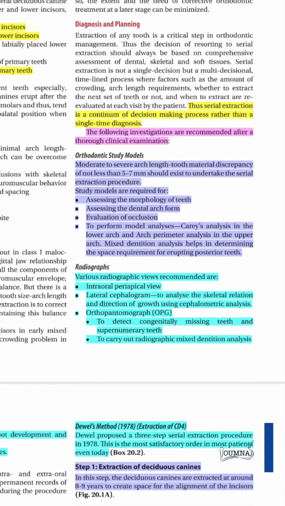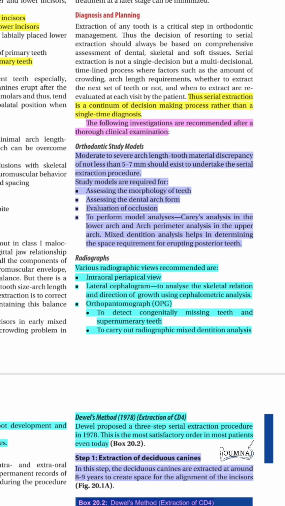So, how is it performed? Serial extraction is a continuum decision-making process. It is not a single-time diagnosis. We must do an orthodontic study model, and if there is a discrepancy of 5 to 7 millimeters, then the serial extraction is indicated.